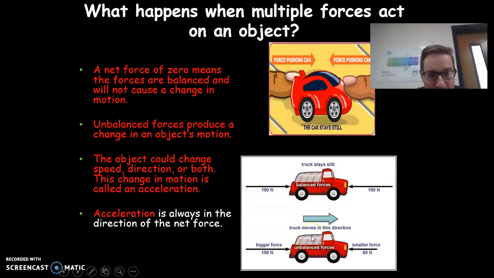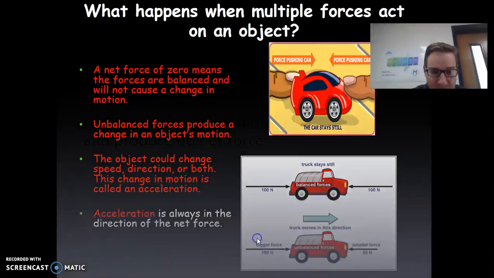However, down here, this is an unbalanced force. We have 100 newtons pushing, and 60 newtons pushing over here. So it's going to move to the right because there's a larger force going to the right, and that's accelerating. That's what we call acceleration, a change in velocity.